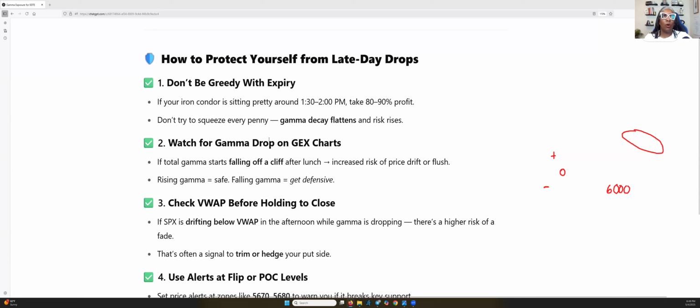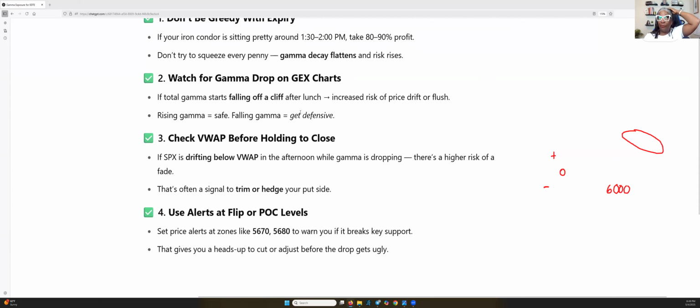Watch for gamma drop on the GEX charts. If total gamma starts falling off a cliff after lunch, that's going to lead to increased risk of a price drift or flush. Rising gamma is safe. Falling gamma, you need to get defensive.